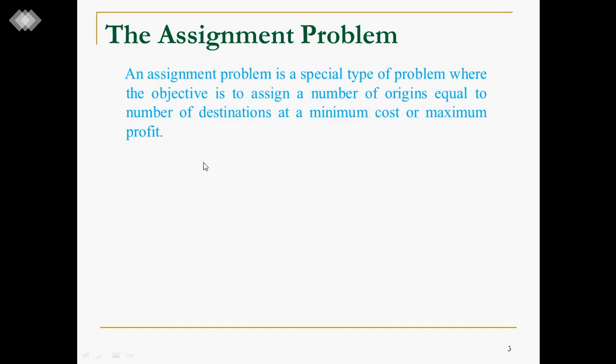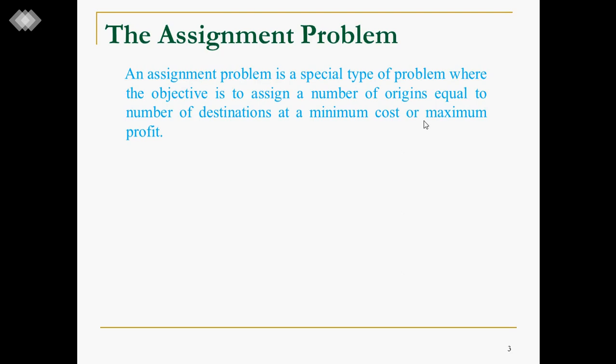Coming to the nature or structure of the assignment problem, an assignment problem is a special type of problem where the objective is to assign a number of origins equal to the number of destinations at a minimum cost or maximum profit. So let us take it this way. Assume that you have three persons, let us say P1, P2, P3, and you have three jobs, J1, J2, J3. You know the cost of assignment of a particular job to a particular person. Then how best you can assign the jobs to the persons is the discussion here.